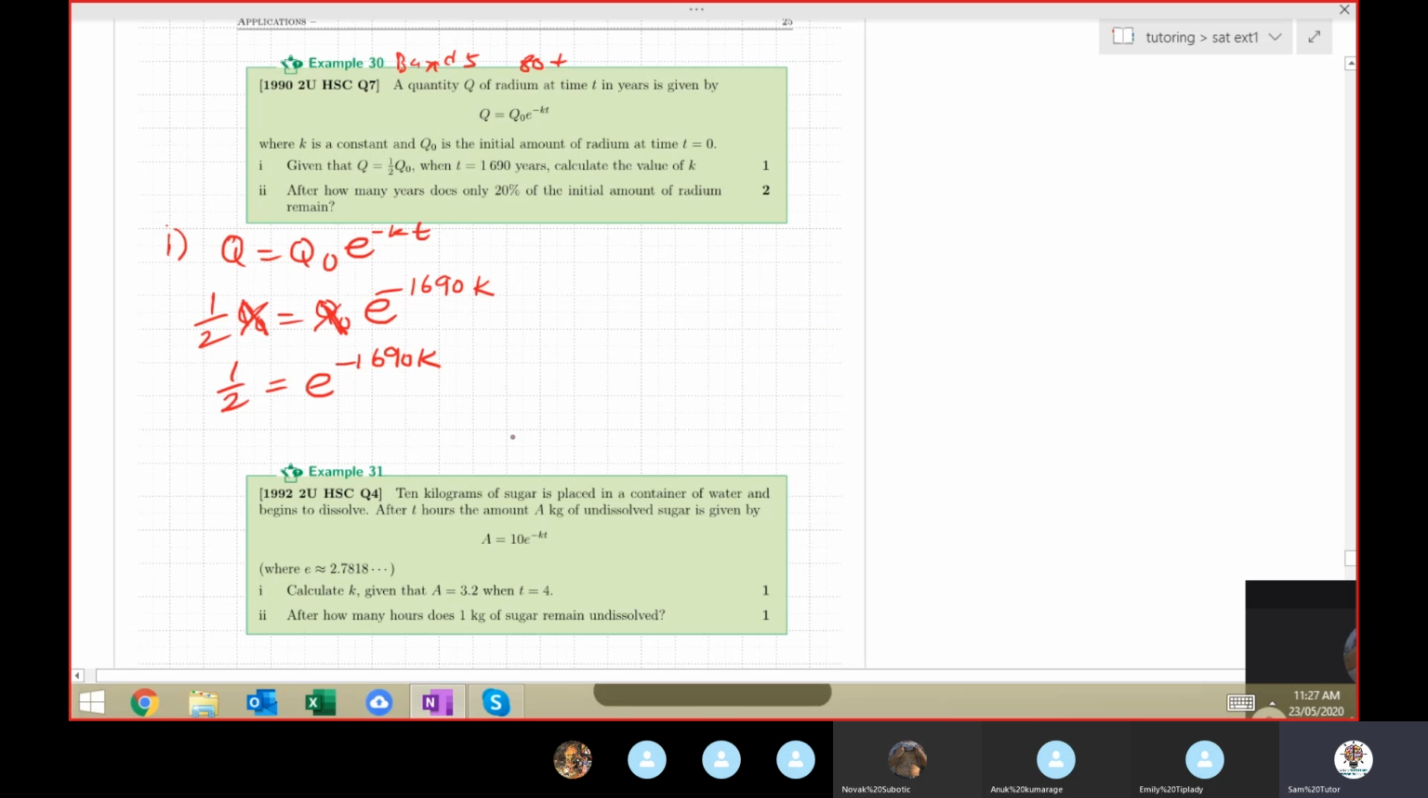Now what do we do? I want to get all the way to K. 1690 is stopping me, the negative, and then the e stopping me. So what's my next step? Would you log it, then bring down 1690? You are correct. You log both sides. This guy cancels out. These two don't cancel, so that just becomes log of half equals bring down the 1690 K. And then, what is K equal to? Log of half over 1690.